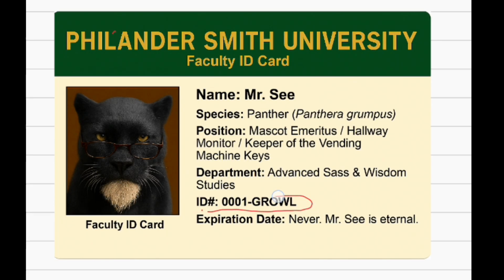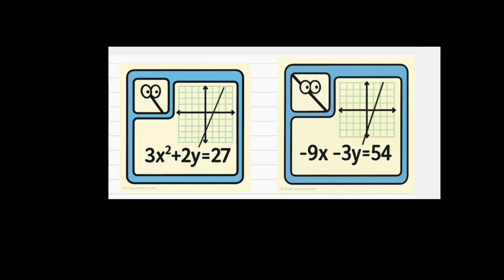Here's my ID number. That ID number always comes back to me. The ID number is the equation. And let's review. Check out these two IDs.